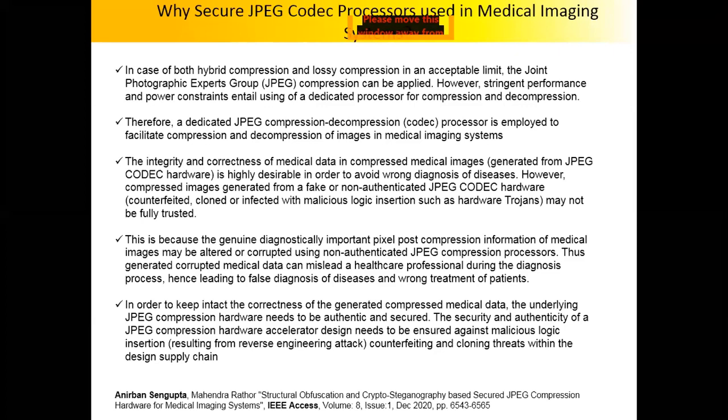So the genuine diagnostically important pixels post compression of the medical images may be altered or corrupted, as I said, and that cannot be tolerated. We should have zero tolerance for this, and it could be a huge problem or catastrophic consequence, as it could mislead a healthcare professional during the diagnosis process, leading to false diagnosis of diseases and wrong treatment of patients. Okay, now in order to keep the correctness of the generated compressed data, the underlying JPEG compression hardware therefore needs to be secured and trusted. So how do we do that? Next slide, please.